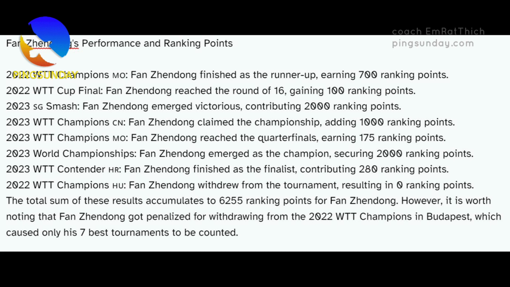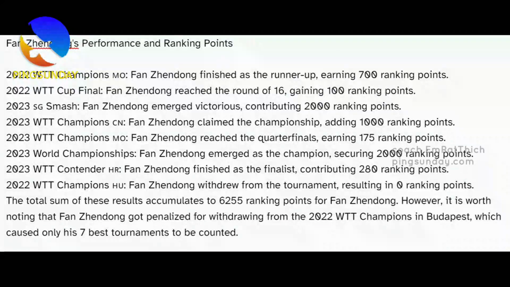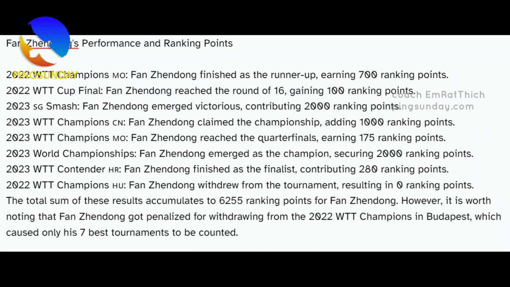2023 WTT Champions: Fan Zhendong claimed the championship, adding 1,000 ranking points. 2023 WTT Champions: Fan Zhendong reached the quarterfinals, earning 175 ranking points. 2023 World Championships: Fan Zhendong emerged as the champion, securing 2,000 ranking points. 2023 WTT Contender: Fan Zhendong finished as the finalist, contributing 280 ranking points.